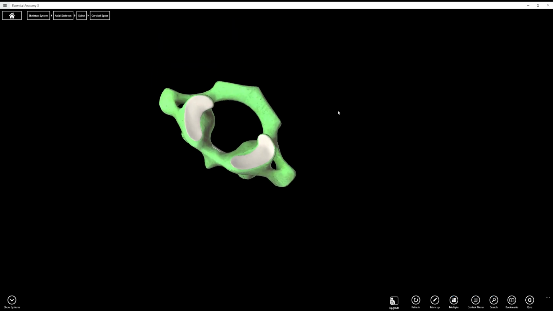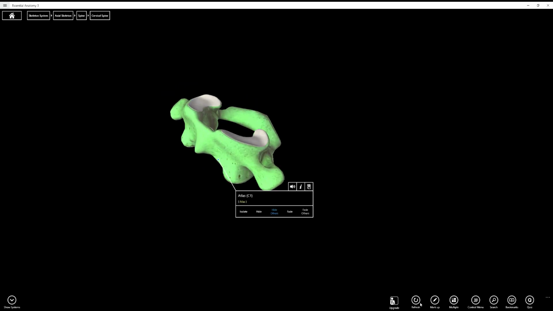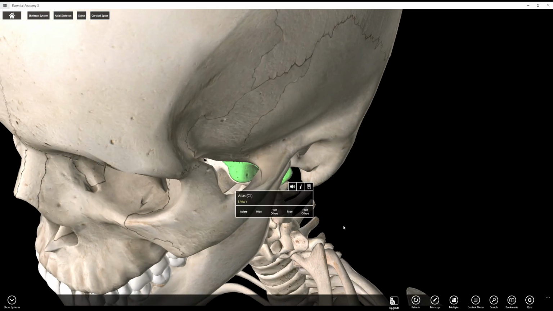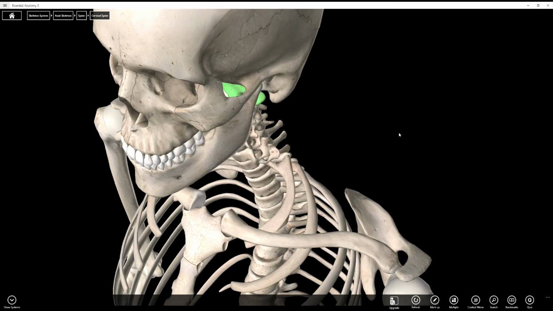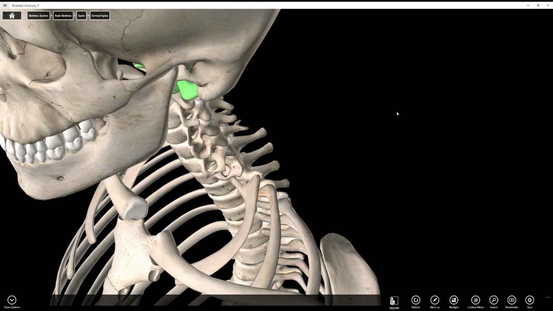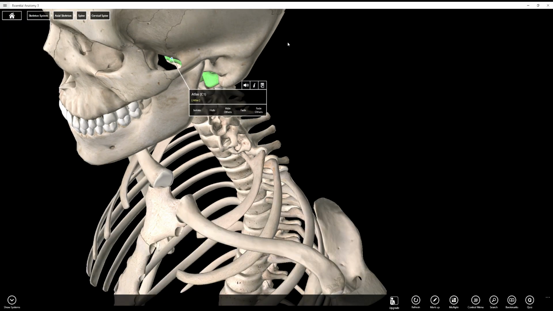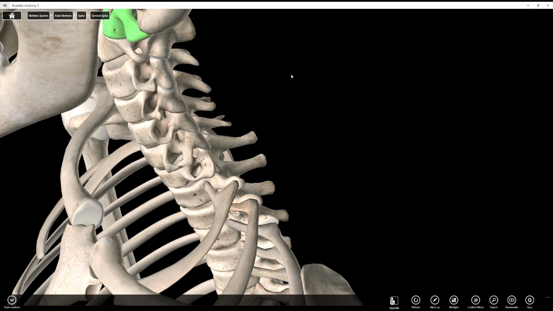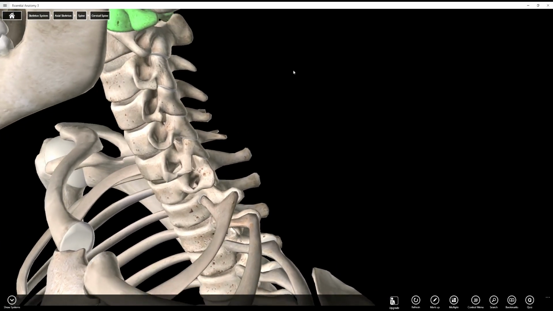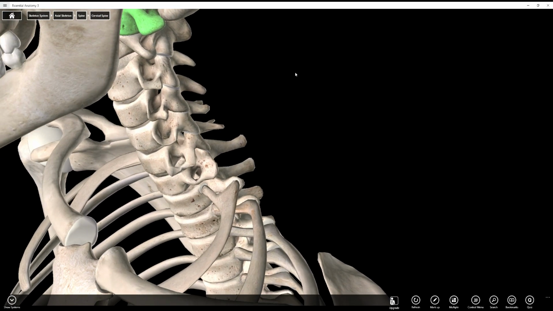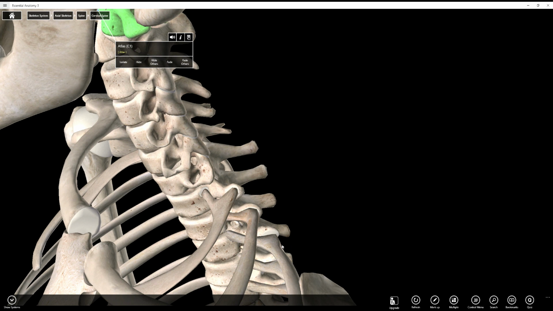I might need to correct another video. I can't remember if I said this correctly, but I believe I may have said that only C1 through C6 have a transverse foramen. That's actually not accurate. All cervical vertebrae have a transverse foramen.